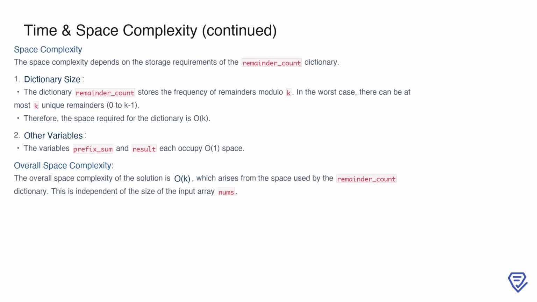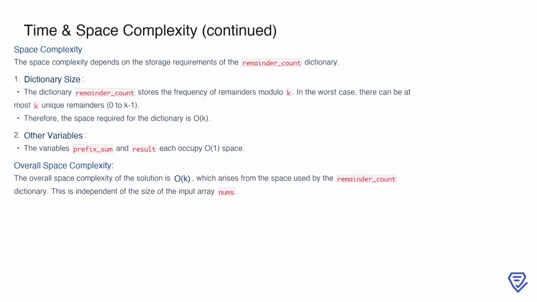Now, let's look at the space complexity of the solution. The primary contributor to space usage is the remainder_count dictionary, which keeps track of the frequency of remainders when dividing the prefix_sum by k. In the worst-case scenario, there can be at most k unique remainders, ranging from 0 to k-1. This means the dictionary requires O(k) space.